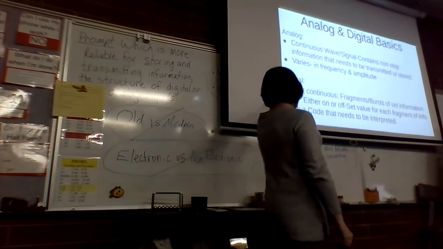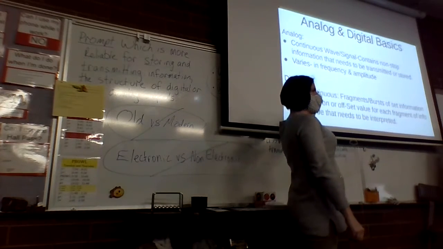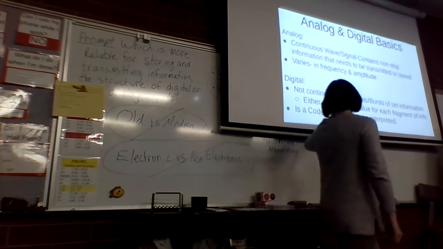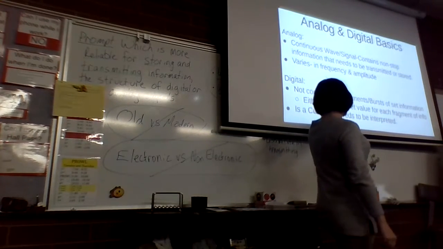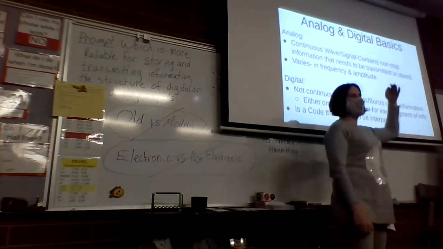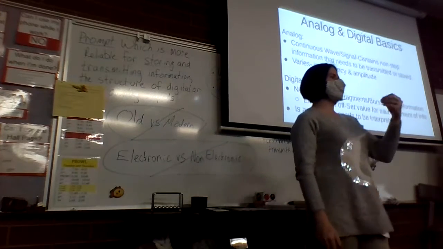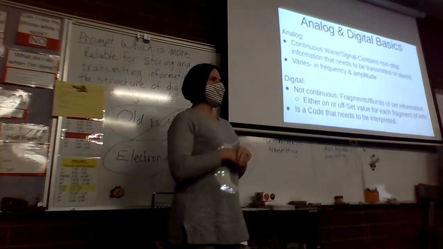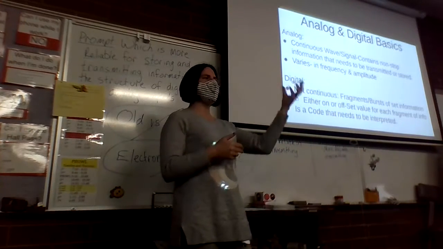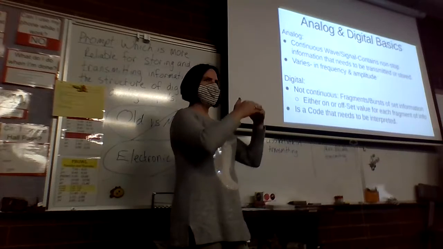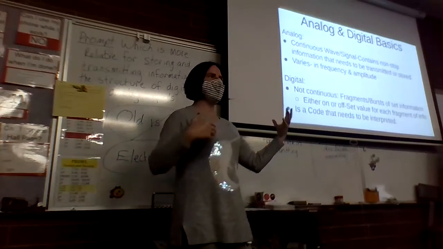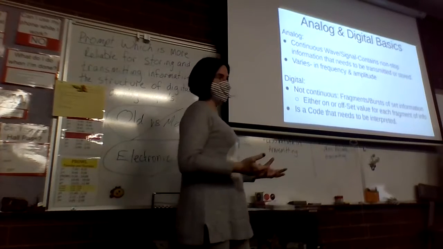When we're talking about digital, it's not continuous. It's broken into fragments or bursts of information that have on or off or set values. So each fragment of information has a specific assigned value. When we're dealing with computers, universally computers use binary, so it's either a 1 or a 0. Because the more variety you have in those values, the more opportunities distortions can affect those.